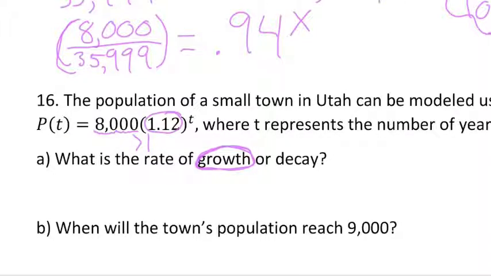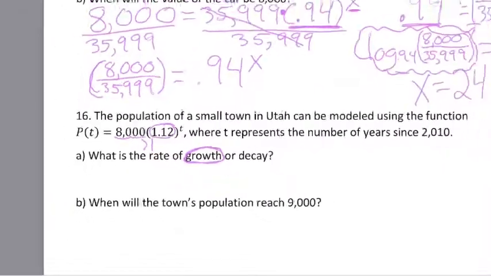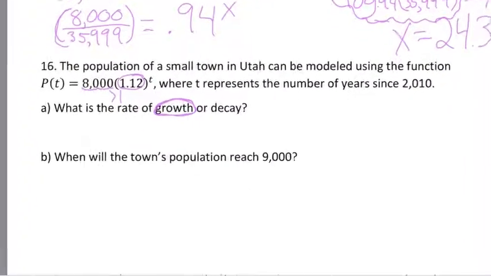Because we're talking about population, can we have part of a human? And don't overthink it. Don't say, oh, well, if it's a baby, it's half of a human. No, it's still one human. We're not going to be in a zombie apocalypse or whatever. We're going to have one whole human, no decimals.